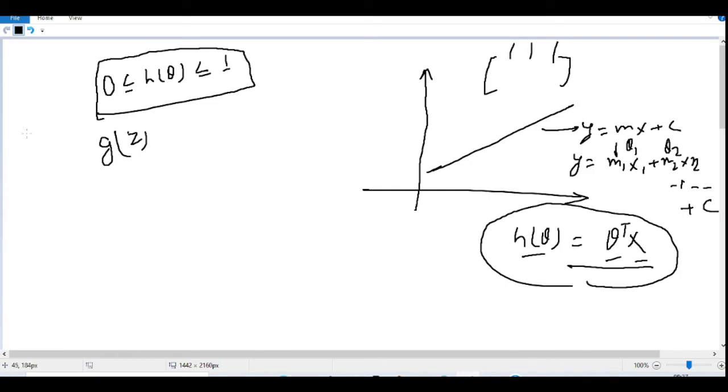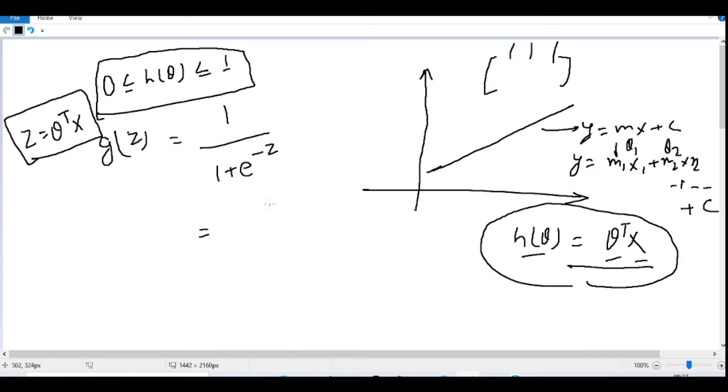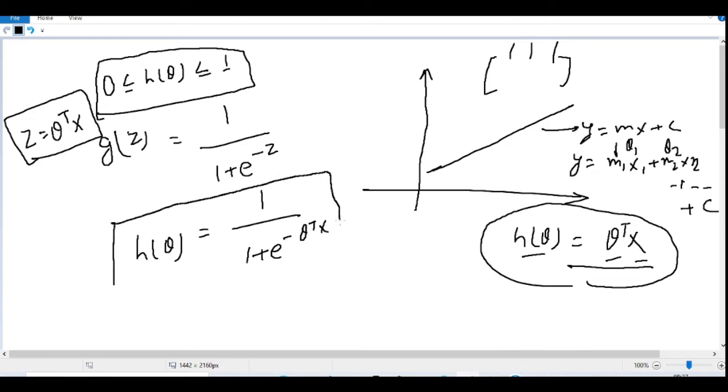Suppose I consider z equal to theta transpose x. We pass this z into the sigmoid function, which is 1 by 1 plus e power minus z. So basically it becomes 1 by 1 plus e power minus theta transpose x. This is the hypothesis which we consider in logistic regression. In linear regression this was the hypothesis, but in logistic regression the hypothesis is 1 by 1 plus e power minus theta transpose x. Why are we passing it to the sigmoid function? Because we want our values to lie between 0 and 1.